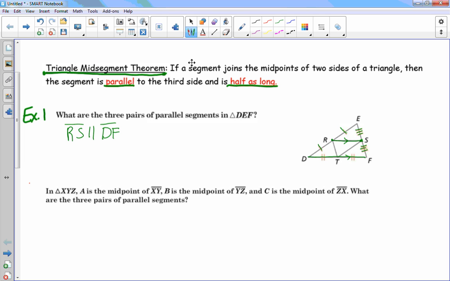Can you see any other mid-segments? Because if there's another mid-segment, we must have another pair. ST. Is S actually a midpoint? Is T actually a midpoint? Yeah, because we have the 2 tick marks, the 2 tick marks. So ST is called a mid-segment. We have midpoints, and when we connect them, it's a mid-segment. So ST, make sure you know how to notate. It's a segment, you put a bar above it, parallel to GE.